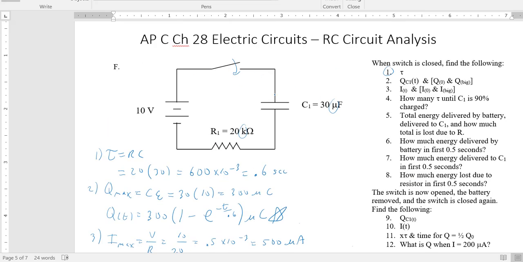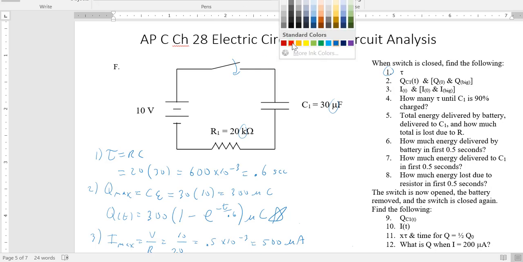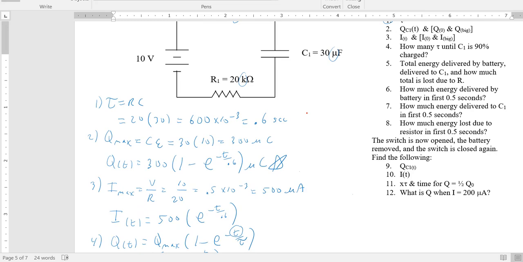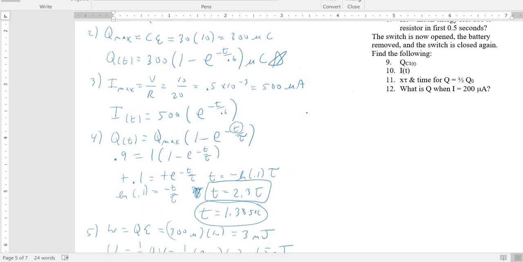Then once this capacitor is fully charged at 300 microcoulombs, they open the switch, they remove the battery, and then boom, they close the switch. I'll switch colors because now we're going to be discharging. If we're discharging, they want Q as a function of time.